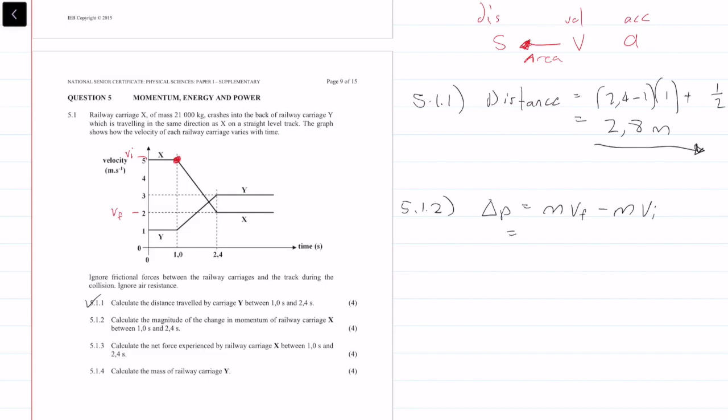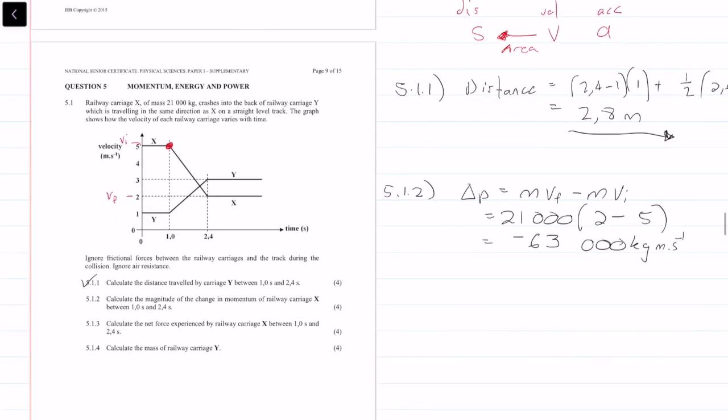I'm going to group this as well, so I've pulled out the mass, 21,000. Then we just need to take the final velocity, which is 2, minus the initial velocity, which is 5. The answer that we get is minus 63,000 kilograms meters per second. And there we go, another 4 marks quite easily.